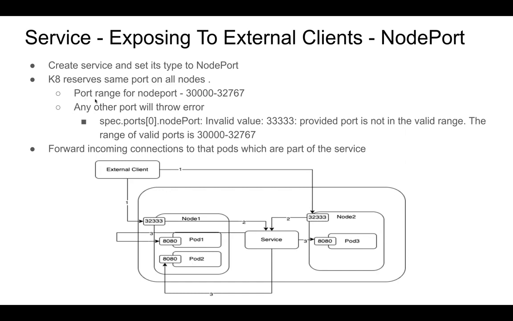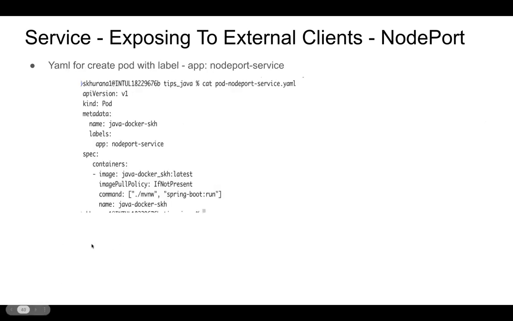Now the port range for node port is 30,000 to 32,767. If you give any other port, you will get this error. When I was trying, I gave 33333, and it says not in the valid range. It should be in this valid range. So it forwards incoming connections on that port to the pods which are part of this service. This I already explained.